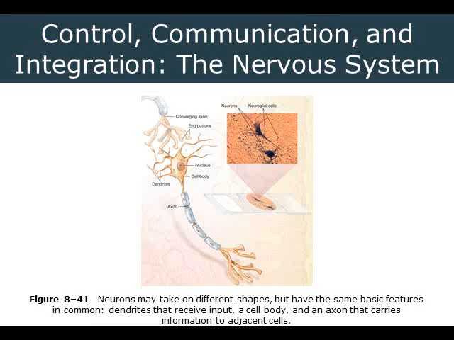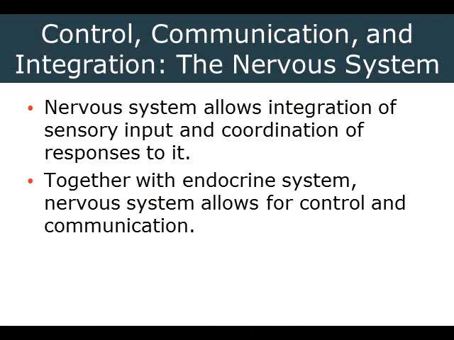There's a cell body that processes it and sends it on down the line. And then the axon carries it down the line to the end buttons of the axon. And then there's a synapse. The synapse is the space between the nerve cells. So we'll talk about those. The nervous system allows the integration of sensory input and the coordination of the motor response to it.